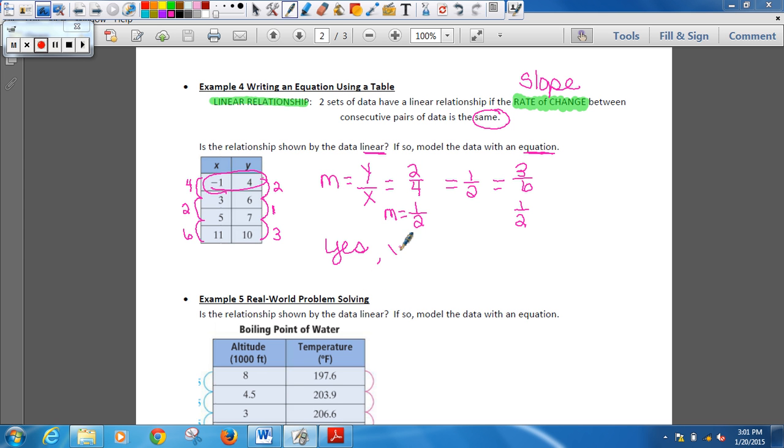Point-slope form is y minus, I'm using this point, so 4, is equal to my slope of 1/2 times the quantity x minus -1, so x plus 1. There we go. So if it does not tell you what form to write your equation in, you can write it in whatever form is the fastest or easiest for you, now that we know all 3 of them.